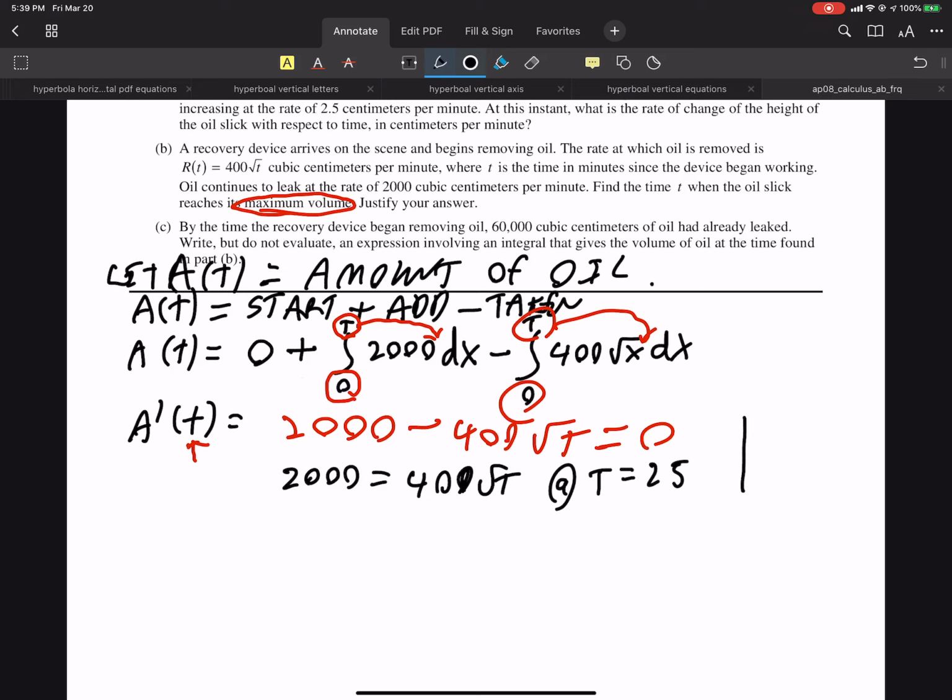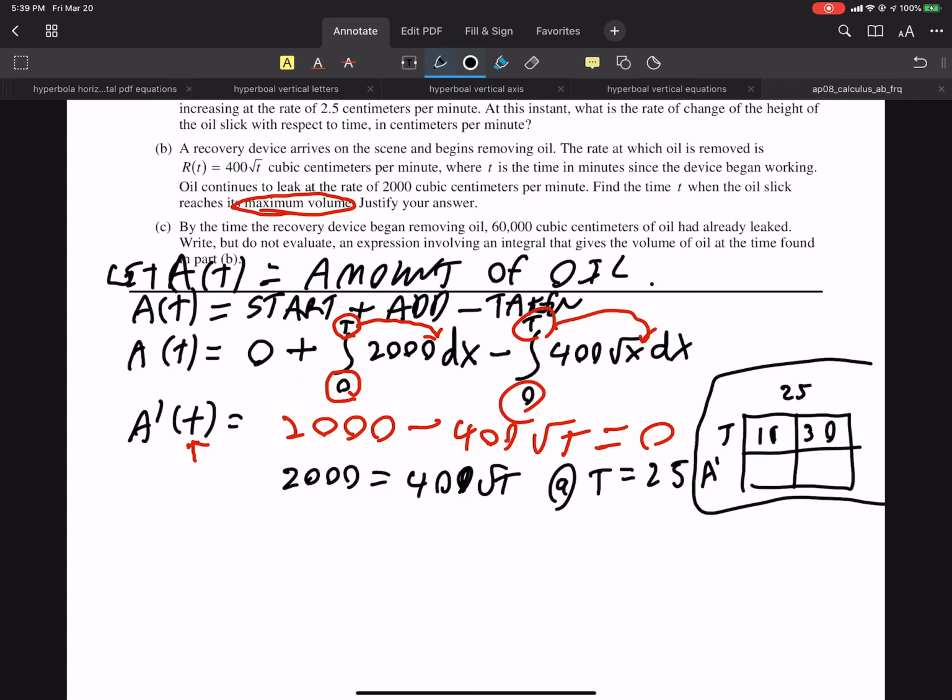So if we make a table, this is t, 25. This is 25. This is my time. This is going to be A prime. I should have done this in a different color. So I'm going to just pick 10 and 30.